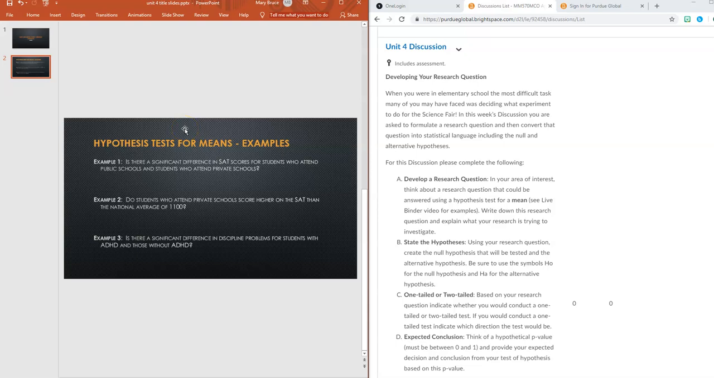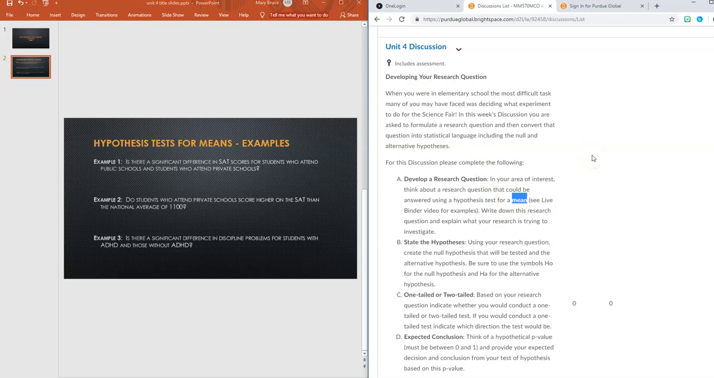So the Unit 4 discussion is: develop a research question in your area of interest. Think about what you're actually interested in so that this could possibly be something that's still useful to hang on to, even in the future in maybe future classes or, should you really decide to do research in your future. So make it something that you're interested in and think about a research question that could be answered using a hypothesis test for a mean.